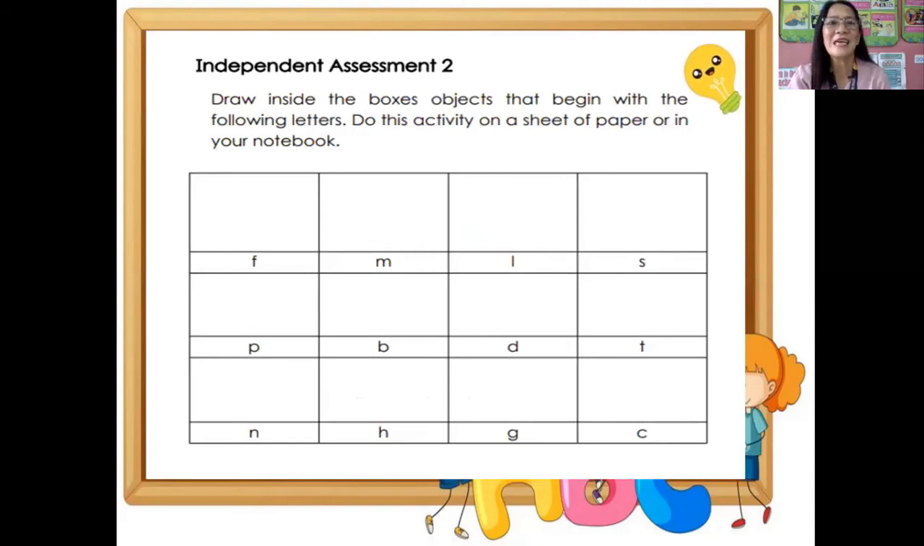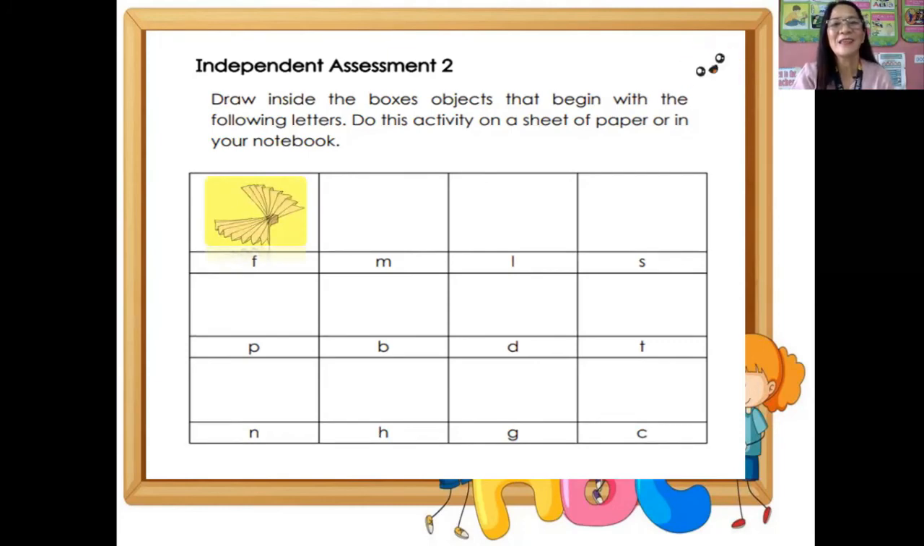Another activity. Draw inside the boxes objects that begin with the following letters. Do this activity on a sheet of paper or in your notebook. Again, I'm going to answer the first line of boxes above. First letter is letter F. What object are we going to draw? So we can draw a fan.